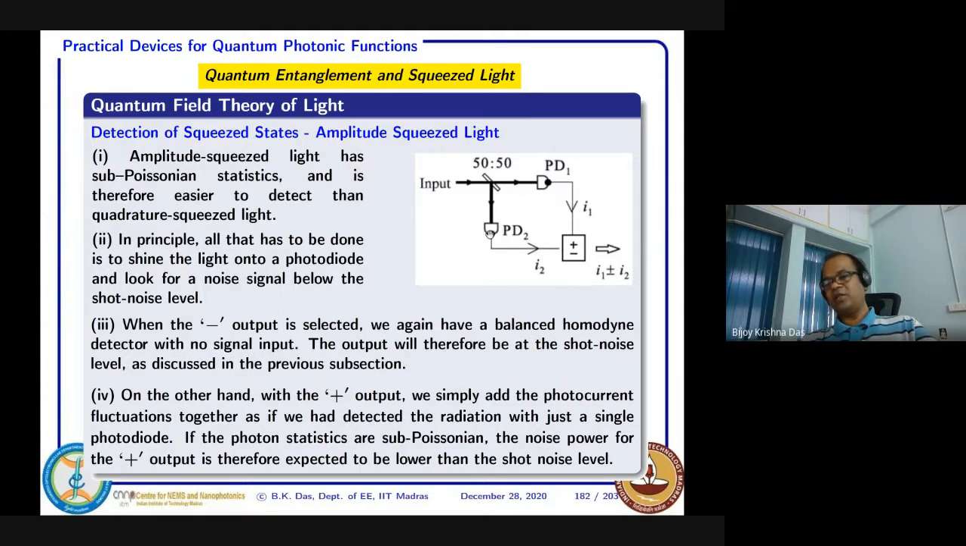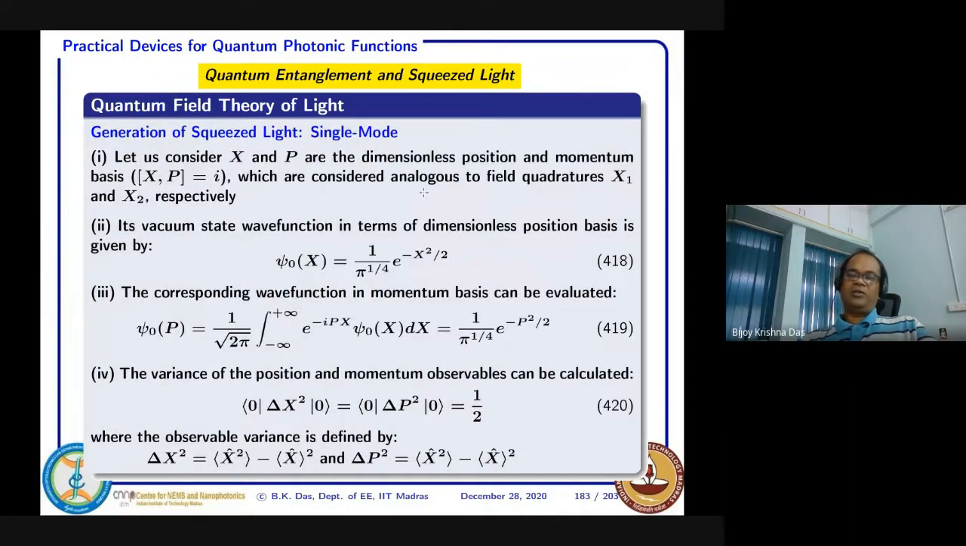Normally it is cancelled, and the classical things are cancelled, but shot noise will be available. But whenever both are coming together, that means it is actually the detection, as if you are detecting your amplitude squeezed light, so the noise level will be reduced. If the noise level is lower than the shot noise level, then you can say that this is amplitude squeezed. Okay, all right. So we know how to detect quadrature squeezed and amplitude squeezed.